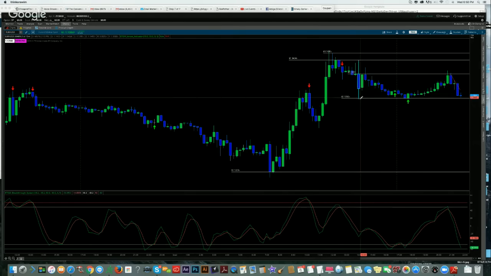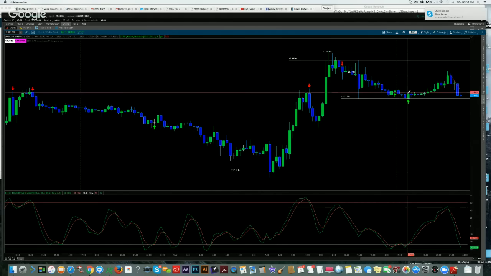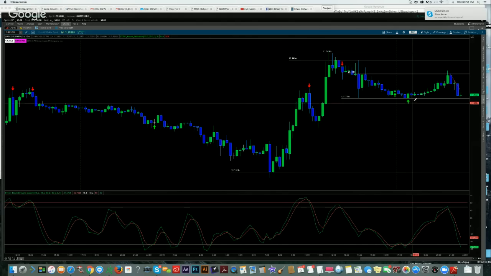Came down here, touch, first confirmation. Came down here, touched this blue one, went up, second confirmation. This third one right here with the green, that's when you would have went in. You won. Not super, super deep, but you won.